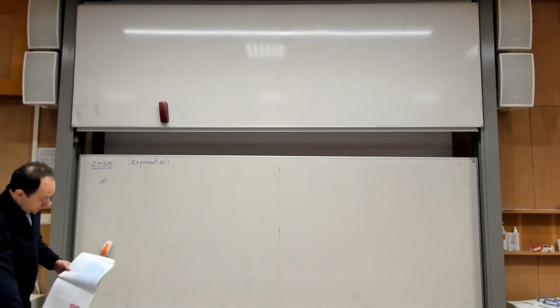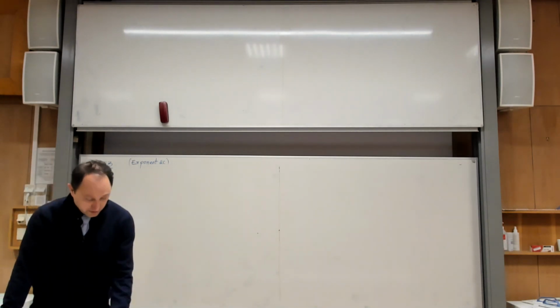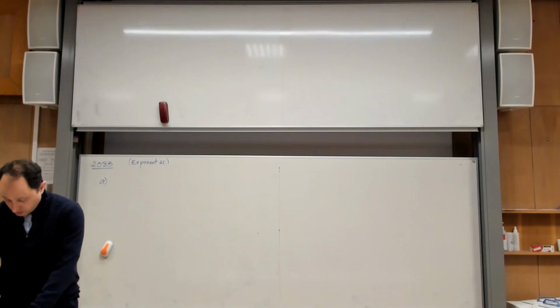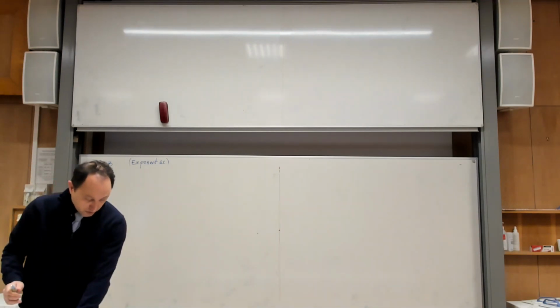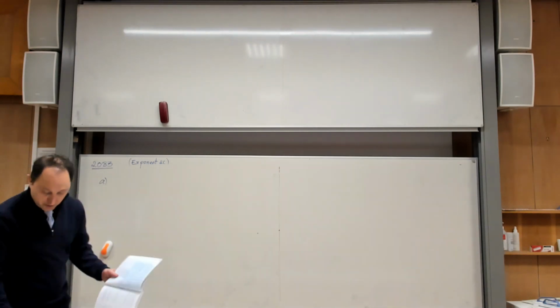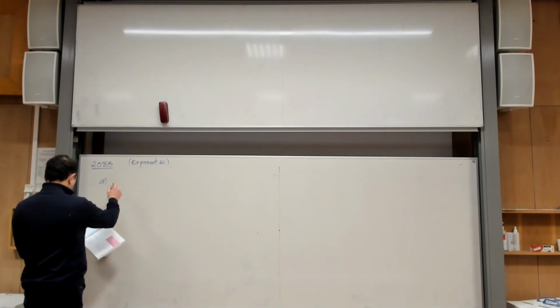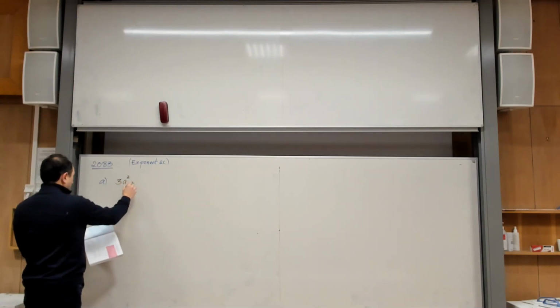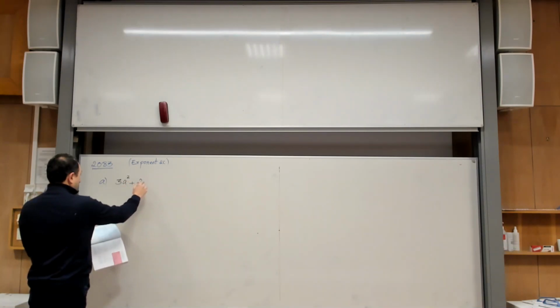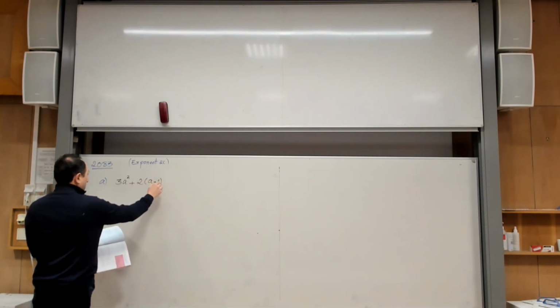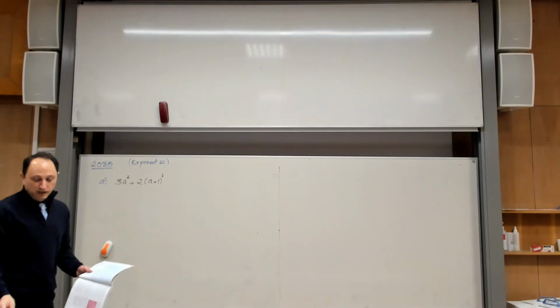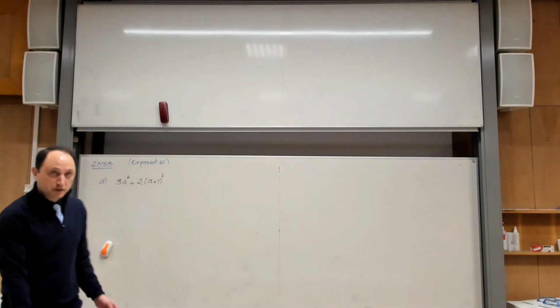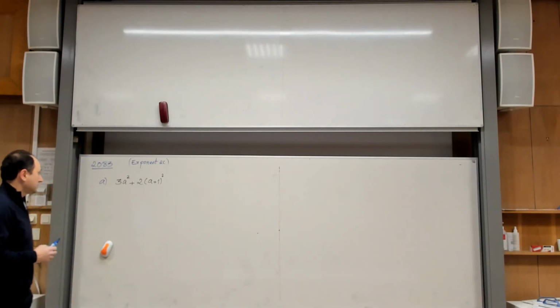We are supposed to simplify the following expressions as much as possible. Yes? So, the expression is this. So, 3a squared plus 2 times (a plus 1) squared. I know the questions are very simple, but let us try to practice a little bit.